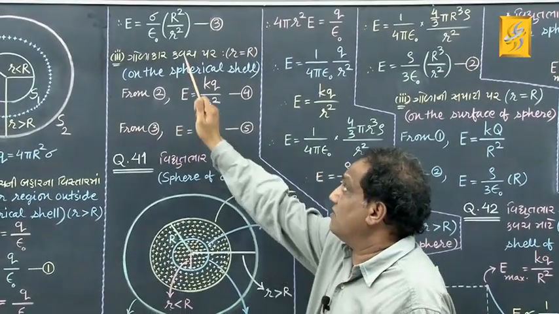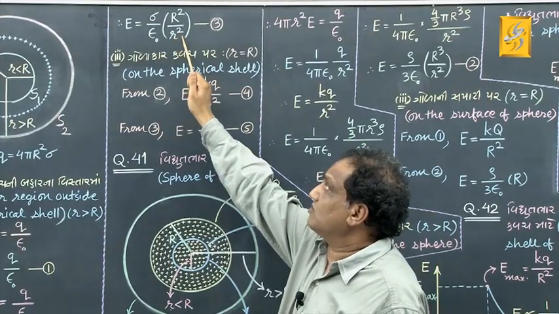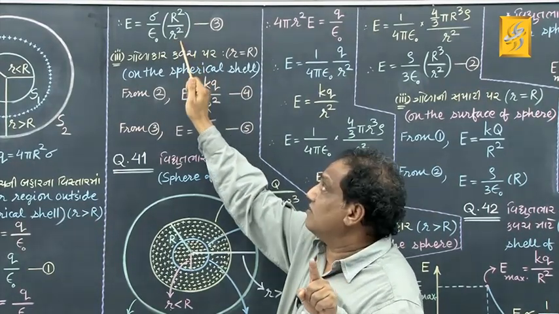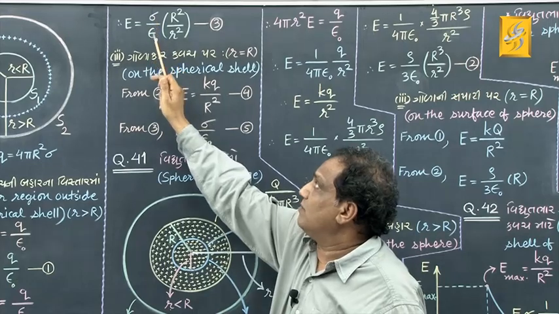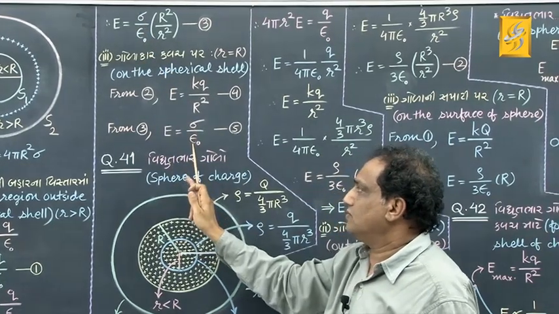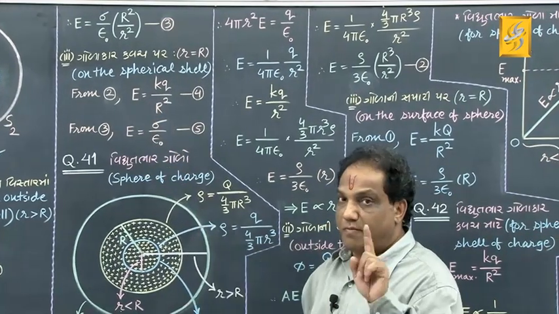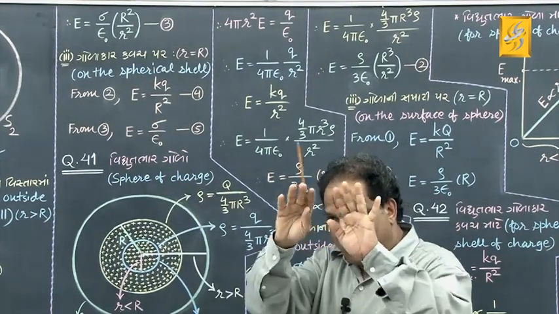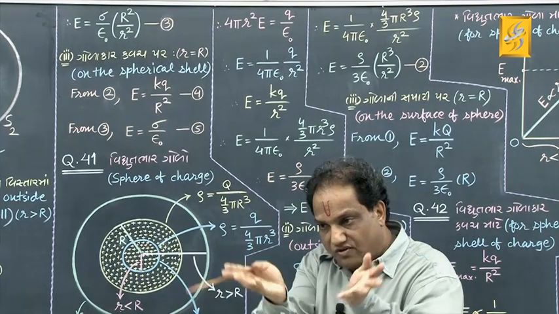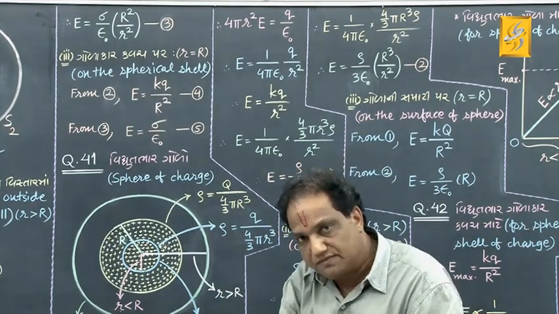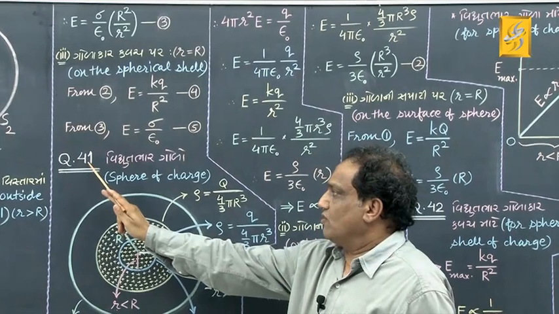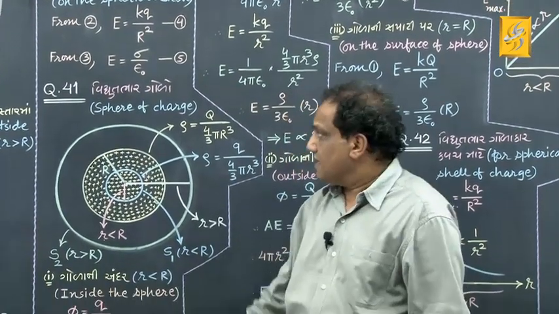And you may write small r equal to capital R here, then small r square will be capital R square, which will vanish, giving you sigma upon epsilon 0, correct? But remember, these are the formulas to be applied for a point chosen on the surface of a spherical shell of charge. Got it? Now we go for question number 41.